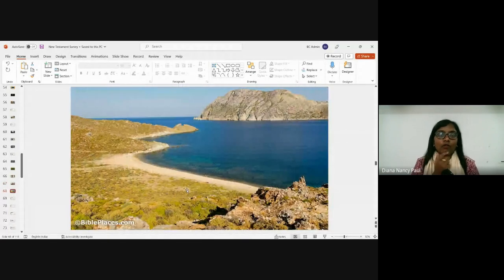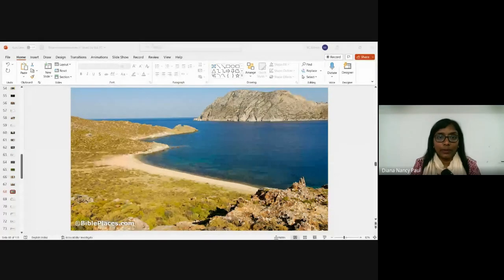This is the island of Patmos. This is how it looks now, maybe much more developed, but this was the island where Apostle John was exiled by the Roman emperor. So John wrote the three epistles that bear his name and the book of Revelation on the island of Patmos.